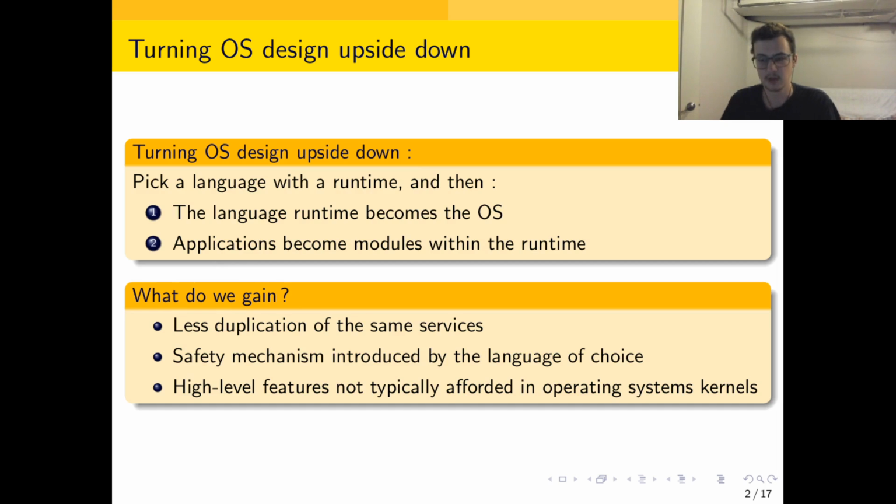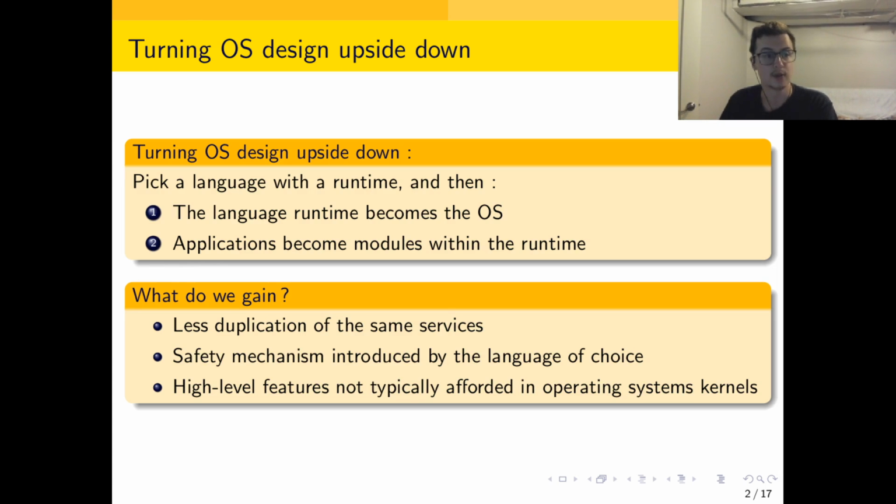Safety mechanisms that are baked into the language will also supersede some operating system level security that might not be needed in a safe language. For instance, with Scheme, you don't have a danger of doing invalid memory operations. And as a final argument, in the same vein as the last point, you have high-level features that are not typically afforded in an operating system kernel that you can now use to your benefit and to increase development speed.